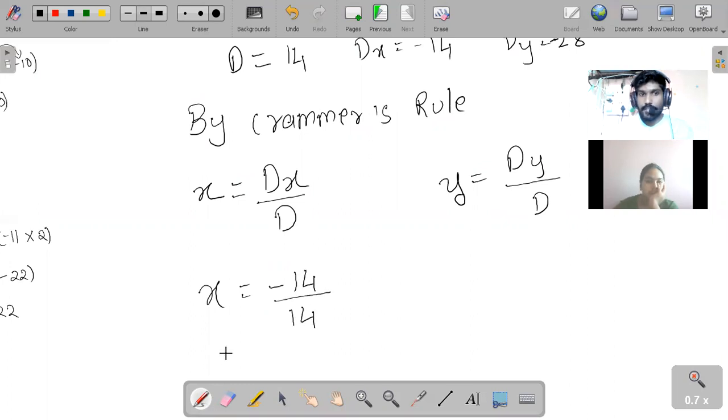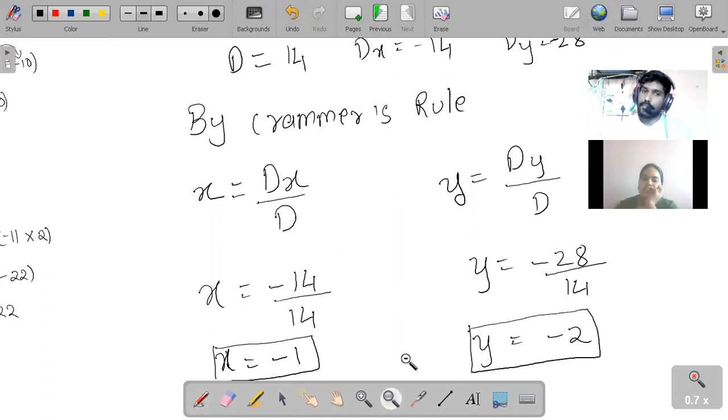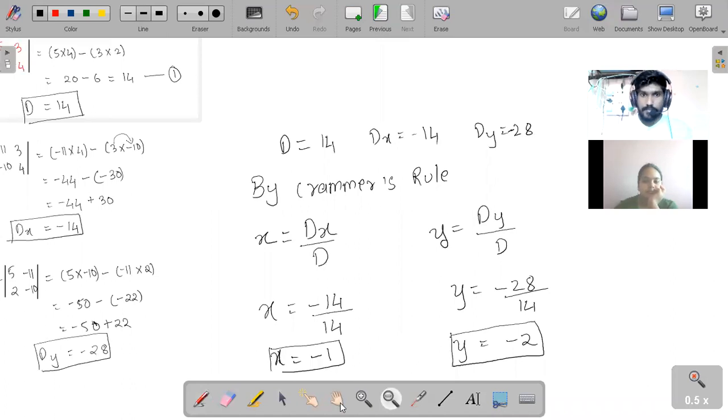First we'll do for x. So dx is minus 14 upon d is 14. What is minus 14 divided by 14? Minus 1 upon 1, that is minus 1. And what about y? y will be minus 28 upon 14. How much is 28 divided by 14? 2. Minus 2, correct. So y is equal to minus 2. Understood. Should I write it down? Yes.